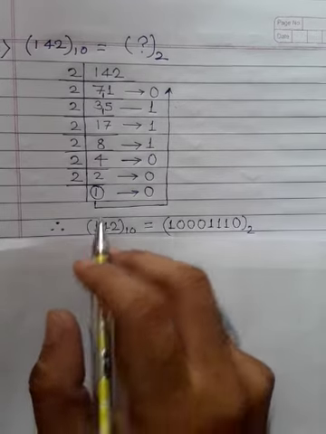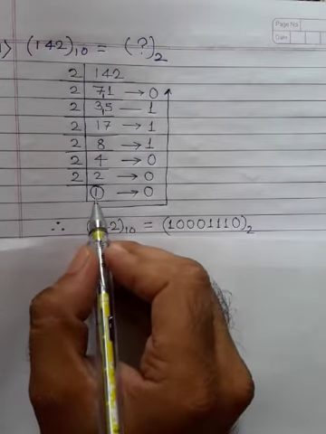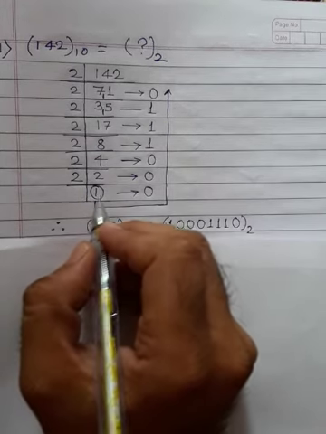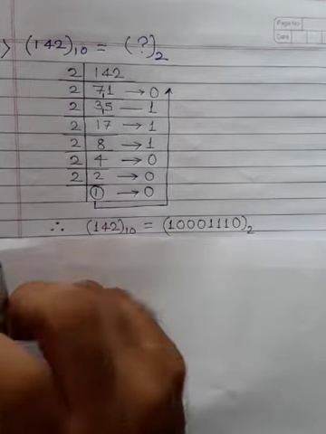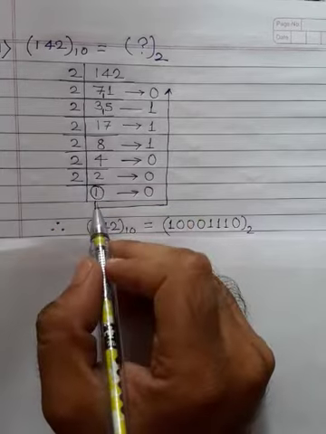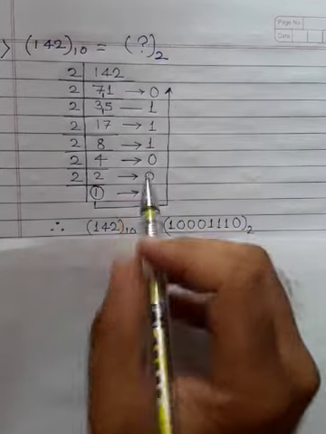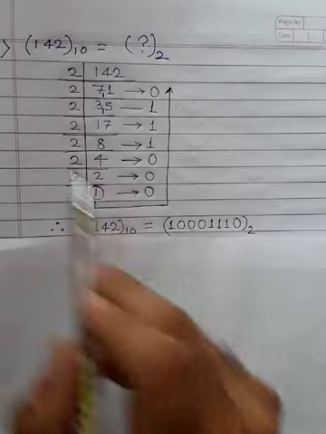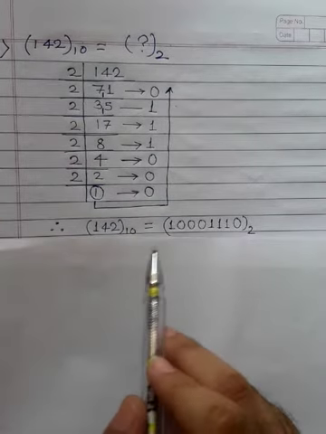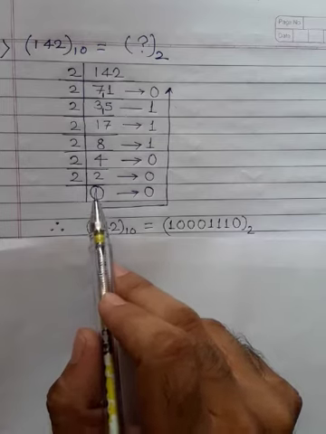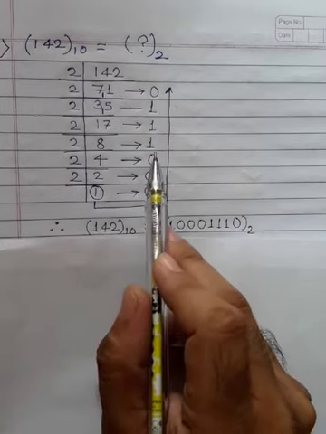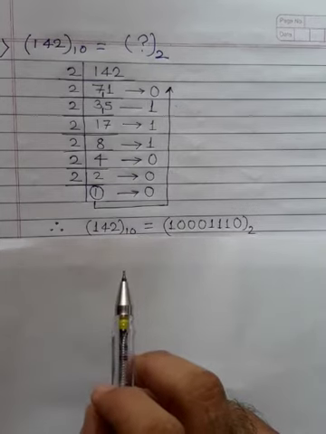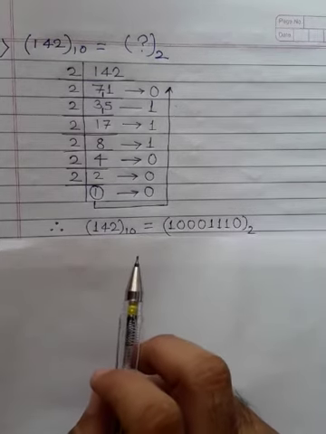Now students, when 1 is finally coming at this place, you have to stop the procedure. Fine, and count from bottom to top. Start counting from the bottom. So the equivalent binary of 142 is 1 0 0 0 1 1 1 0. So this is the equivalent binary of 142.